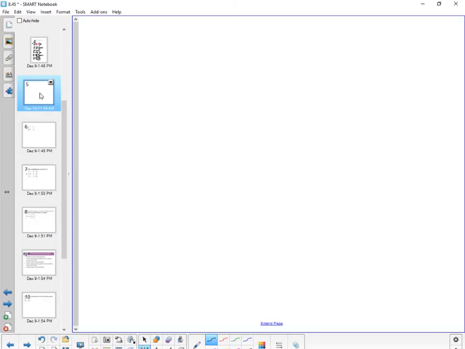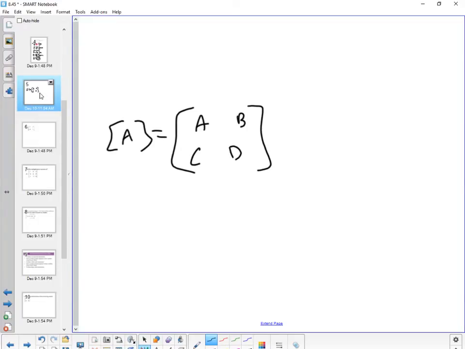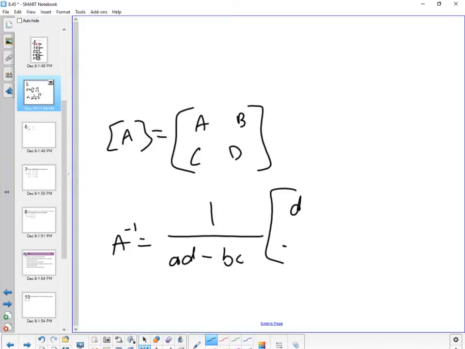Silencio, por favor. Let's call this matrix A. And it goes A, B, C, D. Okay? Everyone cool with that? If you want to find the inverse matrix, here's the quick method. You're going to take 1 over A times D minus B times C, and then you're going to multiply those values by the matrix in this fashion. So there is your quick method, peeps.